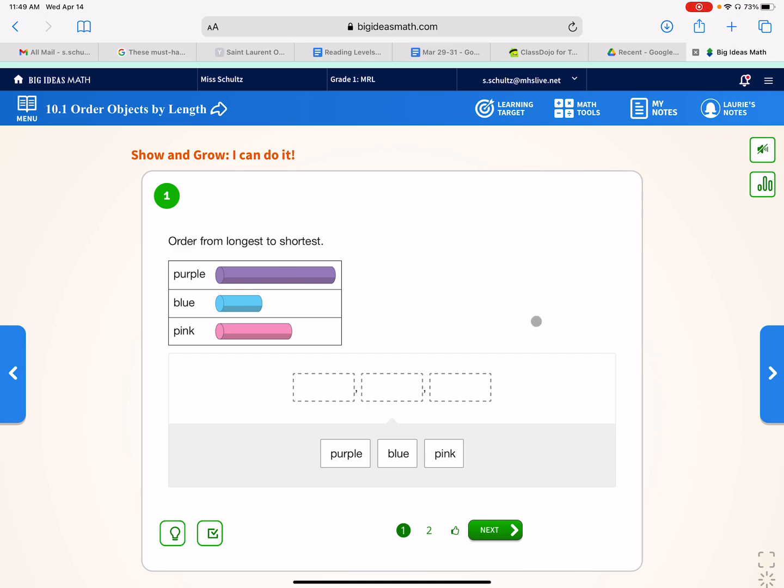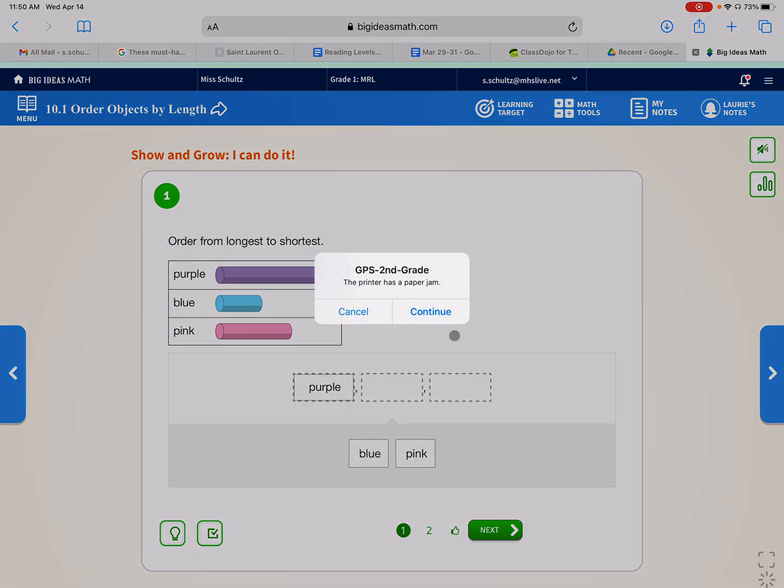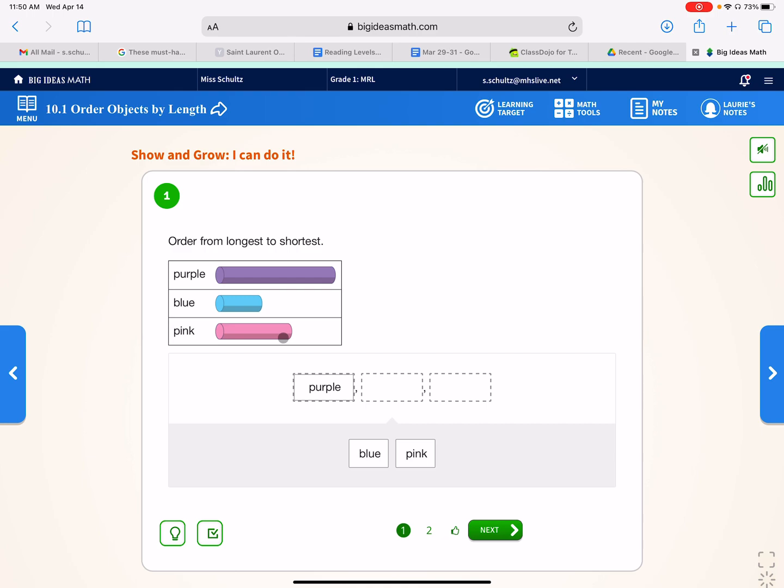Okay, but since the directions here say order from longest to shortest, we are going to be looking at the color that's going to be the longest of the bar graphs. So if we look through our colors, purple, blue, and pink, we see that purple is higher than all these colors. So purple is higher than blue, and purple is higher than pink. So we're going to list purple first since it's the longest. And then we're going to look at the second longest. So we were comparing blue and pink. Pink is higher than blue, so pink will go next. And then the next color will be blue since it's the last color.